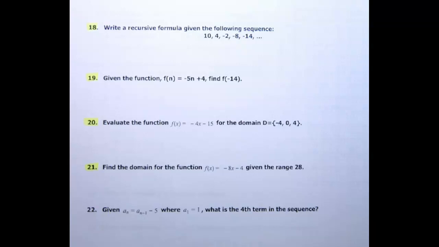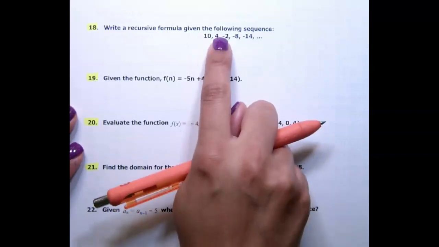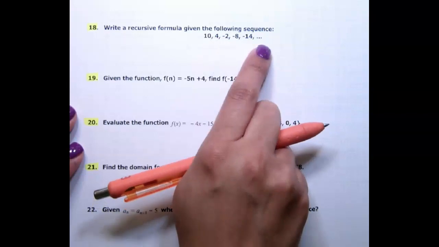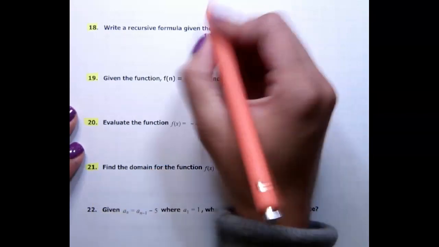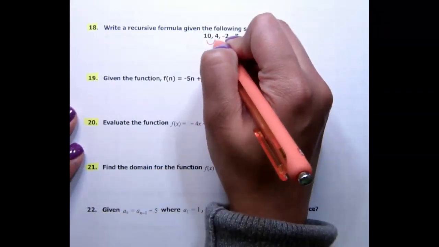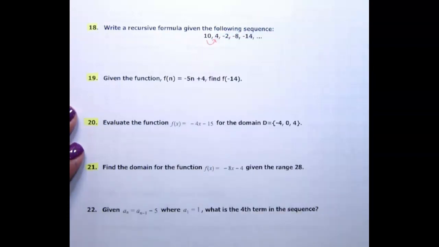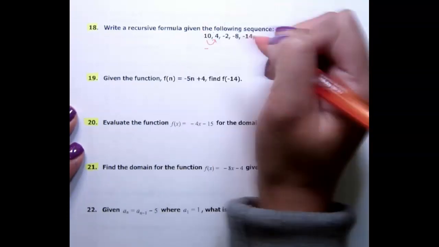So number 18 is first asking us to write a recursive formula when we have the sequence. So if you recall from one of our warm-ups, the first thing that we need to do when we are writing a recursive formula is find the common difference. And the common difference is found by figuring out what you are adding or subtracting from each number to keep the pattern going. So if I start with 10 and I move to 4, I know my number's getting smaller, so that means I'm subtracting.